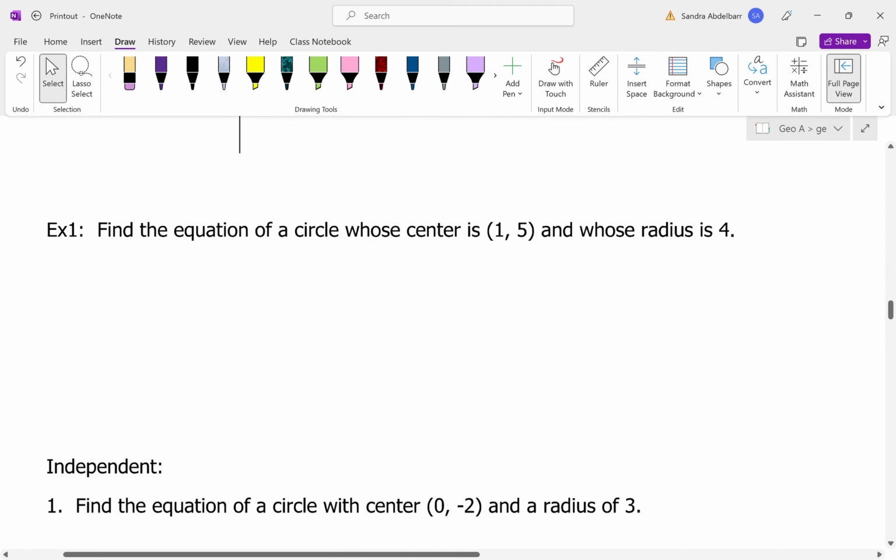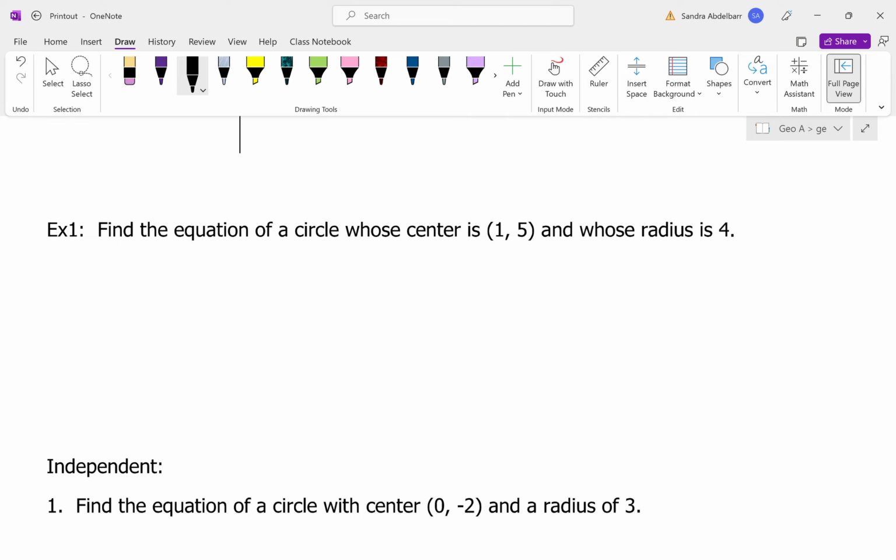So now I want us to find the equation of a circle whose center is 1, 5 and whose radius is 4. When I say the equation of a circle, I mean an equation of a circle in standard form. So that's going to be the quantity of x minus h squared plus the quantity of y minus k squared equals r squared.